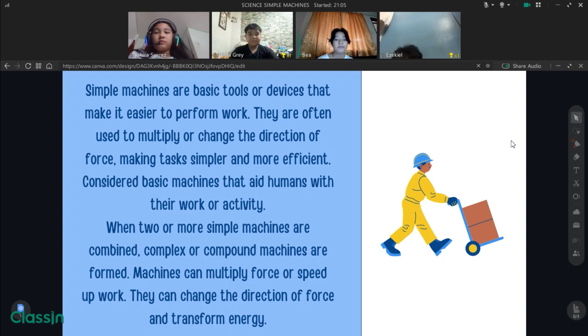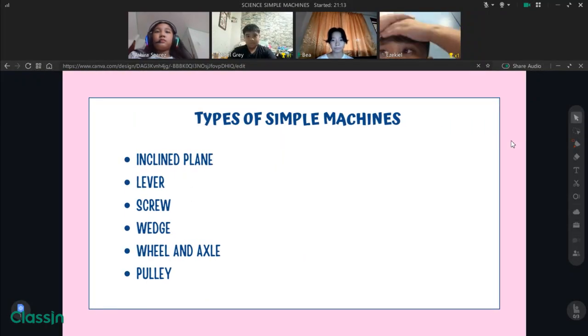Machines can multiply force or speed of work. They can change the direction of force and transform energy. Types of simple machines: inclined plane, lever, screw, wedge, wheel and axle, pulley.